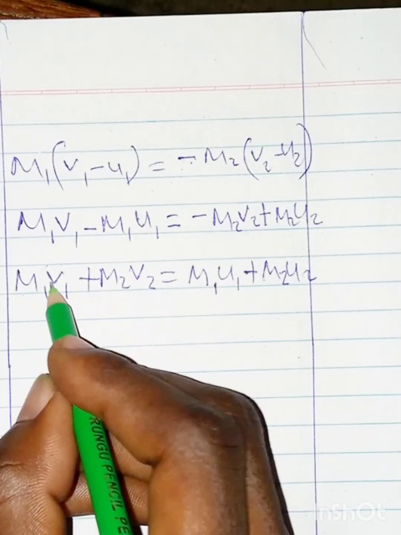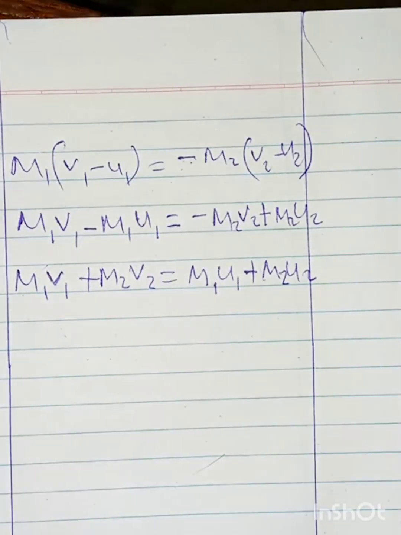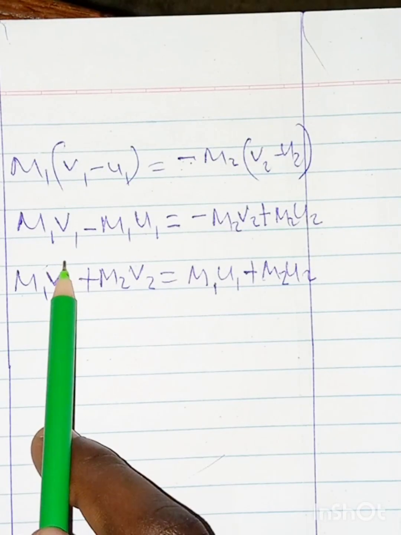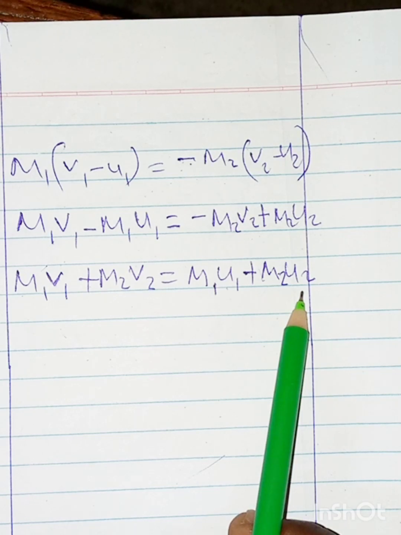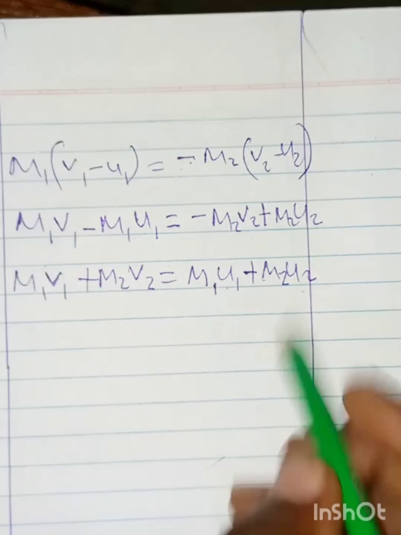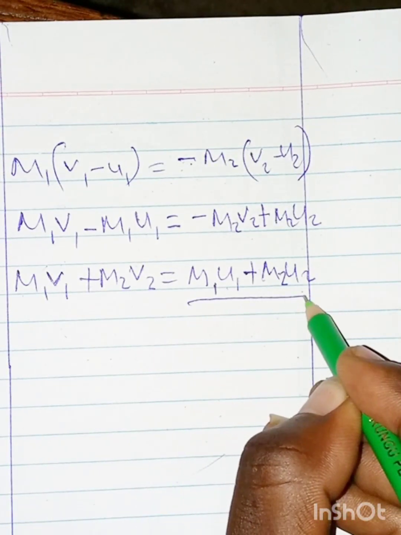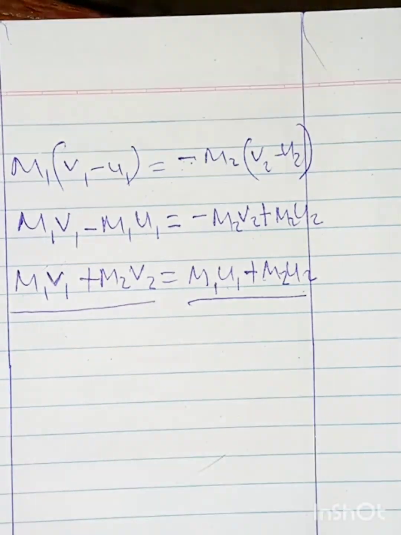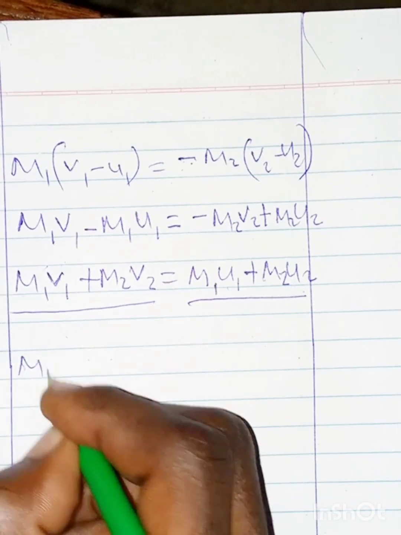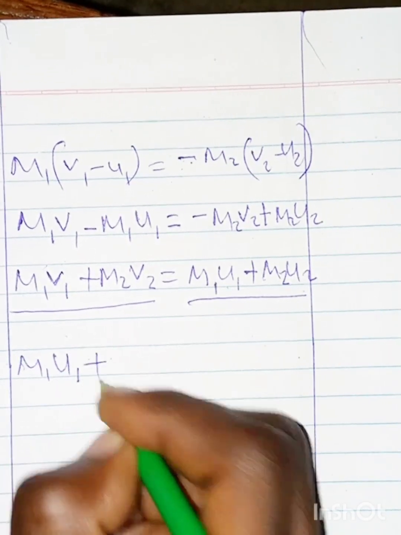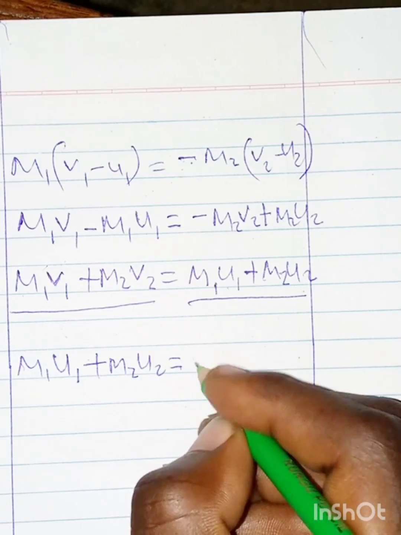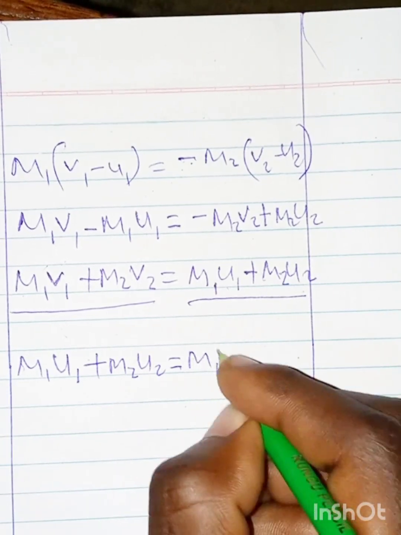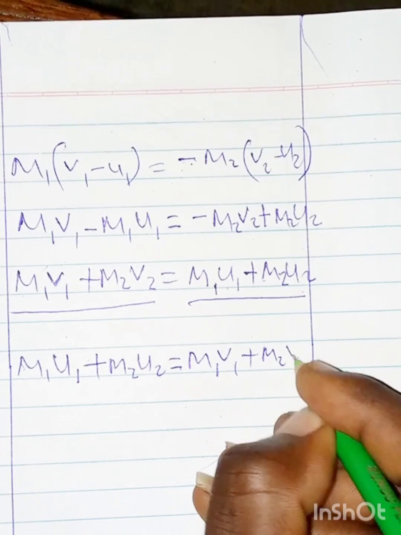Now v1 and v2 are the final velocities of the first and second ball, and u1 and u2 are the initial velocities of the first and second ball. Now this is before the collision and this is after the collision. Now momentum before the collision equals momentum after the collision. Now it becomes m1 u1 plus m2 u2 equals m1 v1 plus m2 v2.